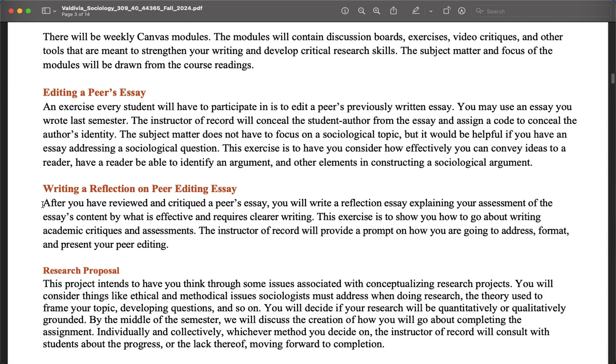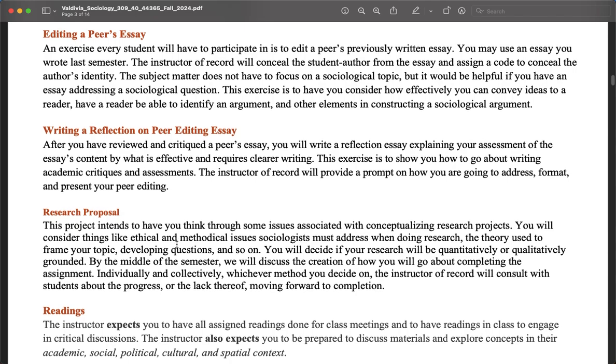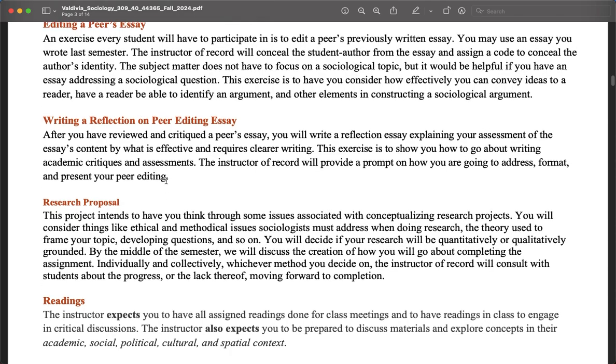And then, writing a reflection on a peer editing essay. After you have reviewed and critiqued a peer's essay, you will write a reflection essay explaining your assessment of the essay's content, what is effective and what requires clearer writing. This exercise is to show you how to go about writing academic critiques and assessments. The instructor of record will provide a prompt on how you are going to address, format, and present your peer editing essay or review, which I forgot to put there, and I apologize.